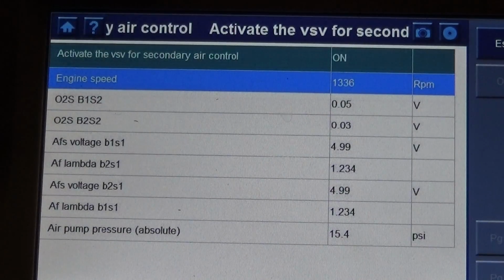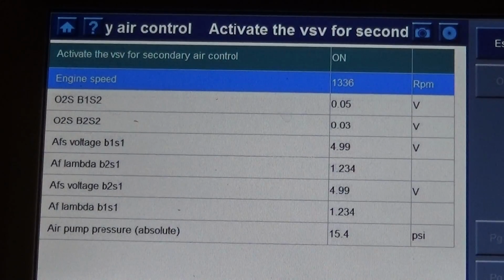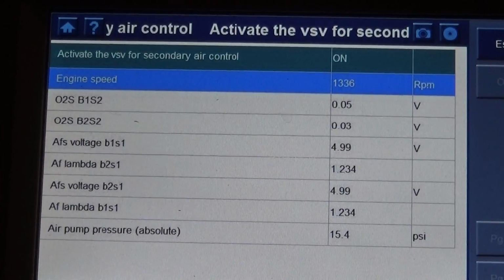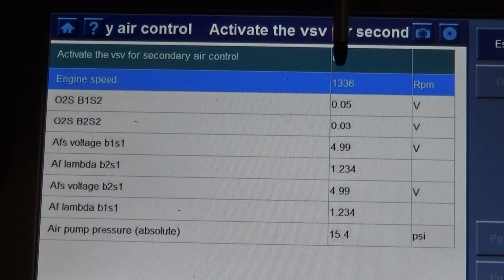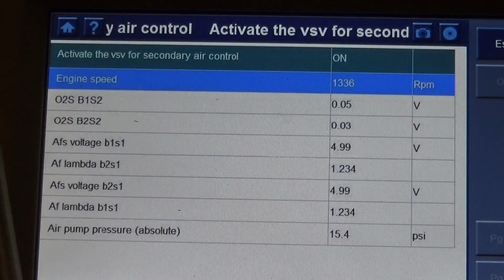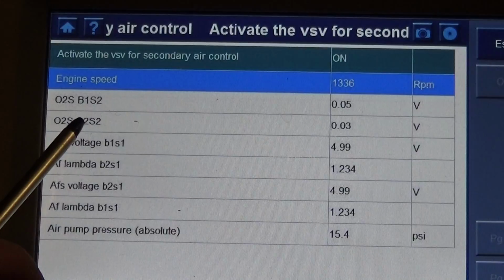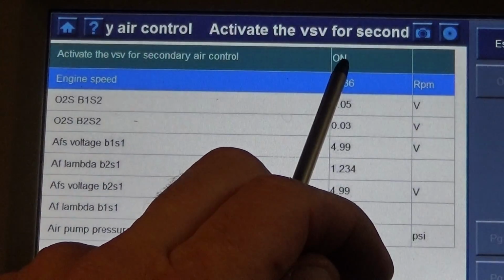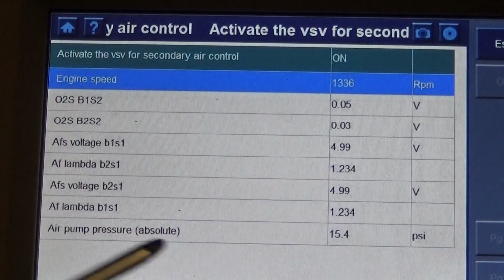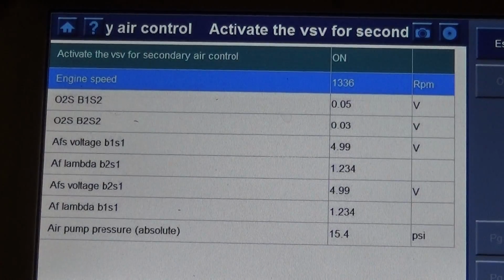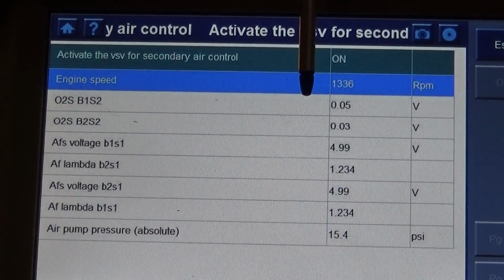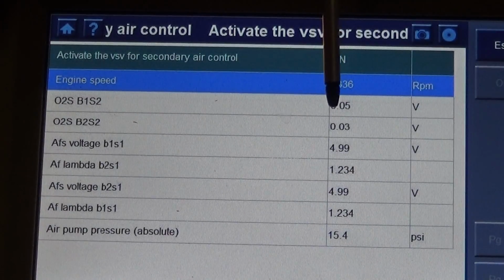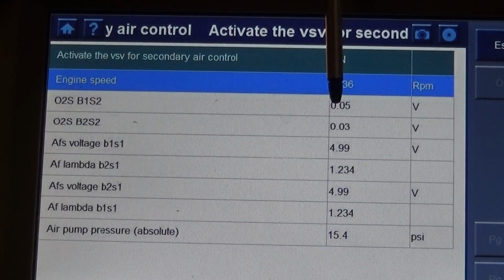So I chose an engine speed. RPM is not relevant, but I just did it. We can see that's 1300 RPM. Now this is very important, our downstream oxygen sensors. This is the moment when our valve is on, so you have air going through your exhaust manifolds. Engine speed is 1300. Both of my downstream oxygen sensors went lean. So right there tells me that I have airflow.